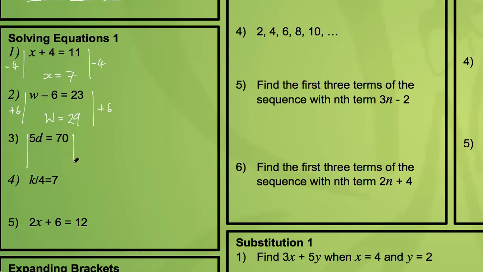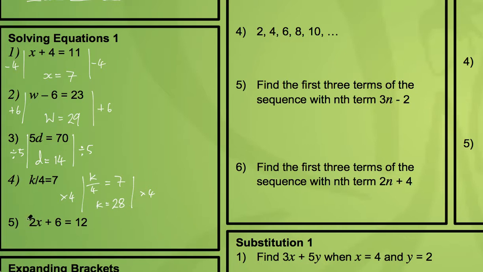5d equals 70, that's 5 times d equals 70. Inverse operation of multiplying by 5 is dividing by 5. So I divide both sides by 5, leaving me with d equals 70 divided by 5, which is 14. K over 4 equals 7. We normally see that written like this, K over 4 equals 7 as a fraction. In order to undo that division by 4, the inverse operation of dividing by 4 is multiplying by 4. So I do that to both sides and get K equals 7 times 4, which is 28.